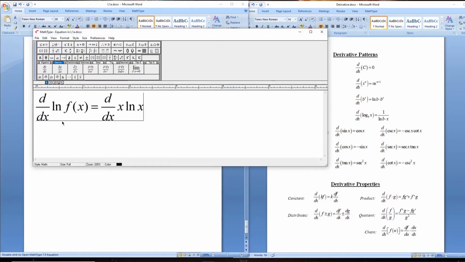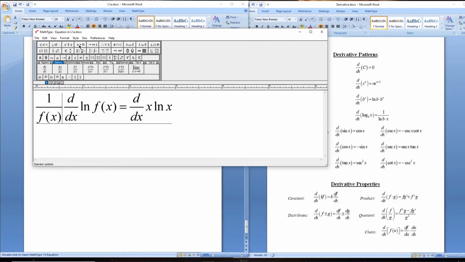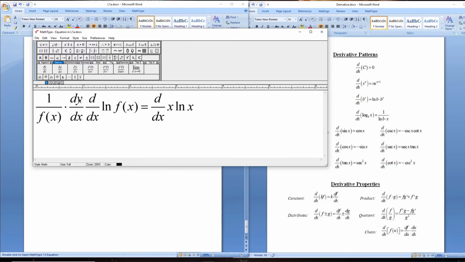Let's do the left side. We have log of this function. What's the derivative of log? The derivative of log is 1 over the argument. So the derivative of log here is 1 over the argument. And then the chain rule says, cool, now you have to multiply that by the derivative of the argument. And that would be then df.